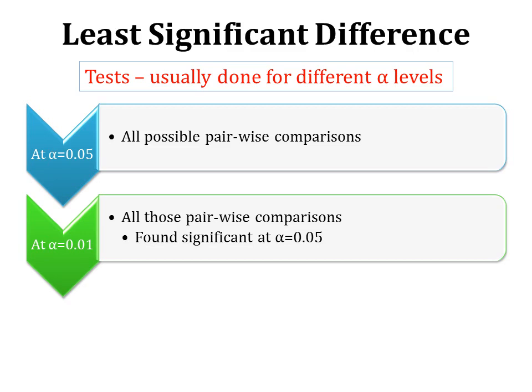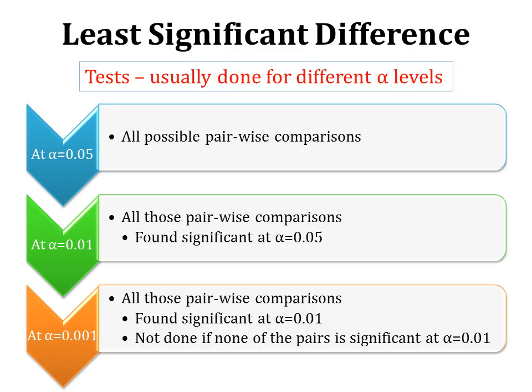So only those pairs are compared at the 0.01 level which were significant at 0.05. So at 0.05 we have to do them for all, right? But at 0.01 we have to do it only for those which were significant at 0.05. And then at the next level, which is 0.001, we have to perform all those pairwise comparisons which are found significant at 0.01, right?